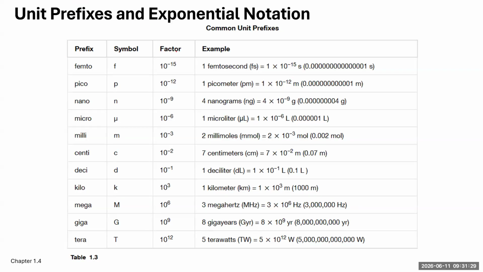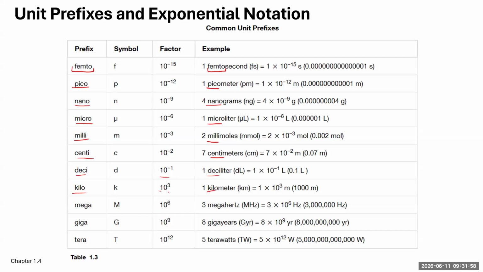So here are the prefixes. Femto, 10 to the negative 15. Pico, 10 to the 12th. Nano, 10 to the negative 9th. Sorry, pico is 10 to the negative 12th. Micro, 10 to the negative 6. Milli, 10 to the negative 3rd. Centi, 10 to the negative 2. Deci, 10 to the negative 1.